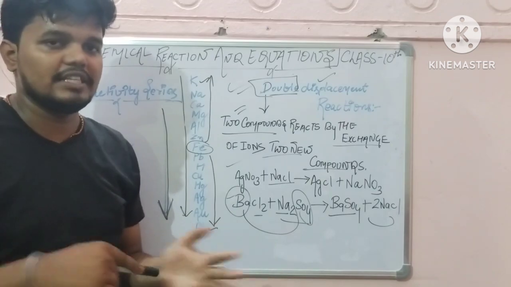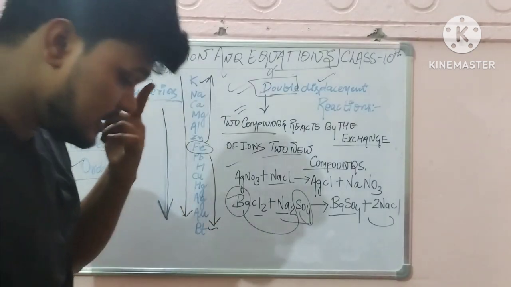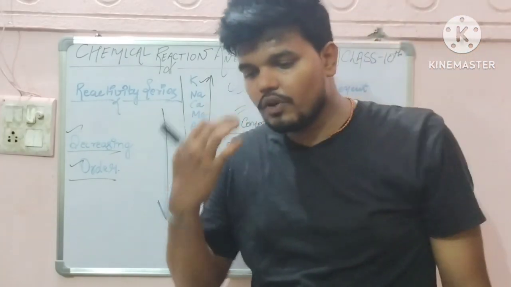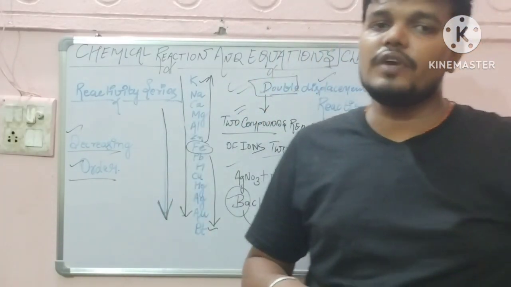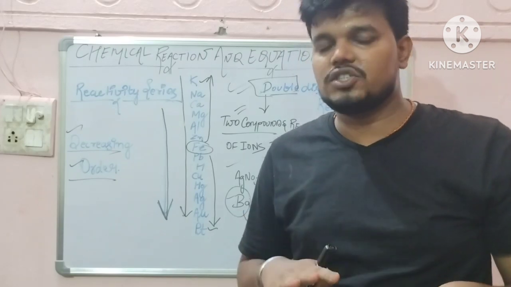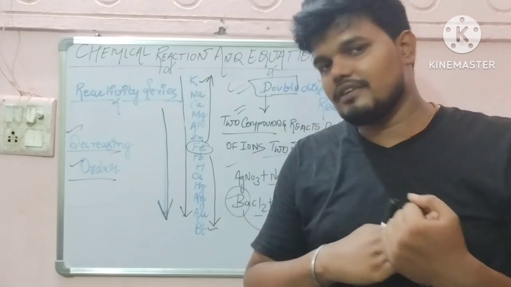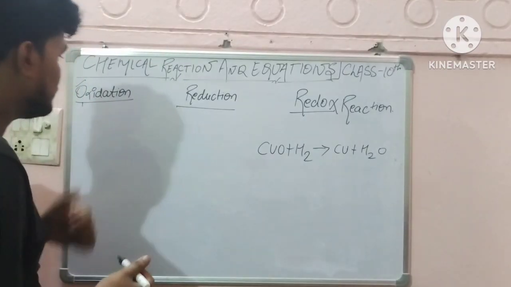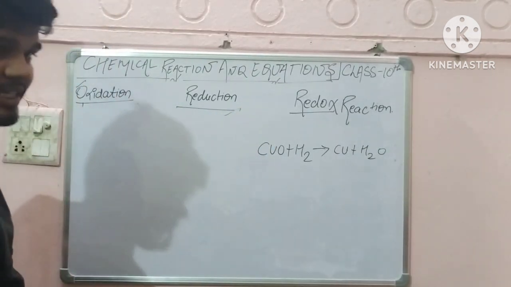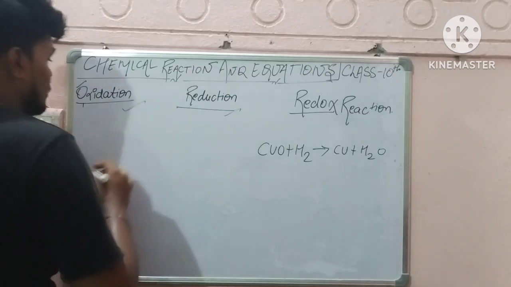Then we are left with the redox reaction. But before studying the redox reaction, students, we have to study oxidation and we have to know about reduction, that is, what is oxidation and what is reduction. Then we will discuss oxidation and we will discuss reduction. Oxidation and reduction. What is oxidation?